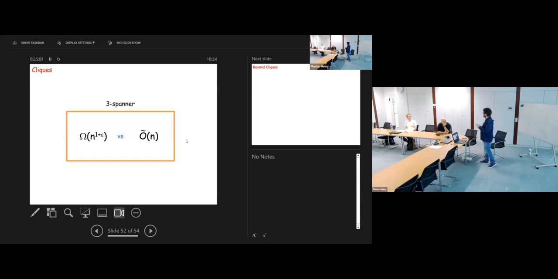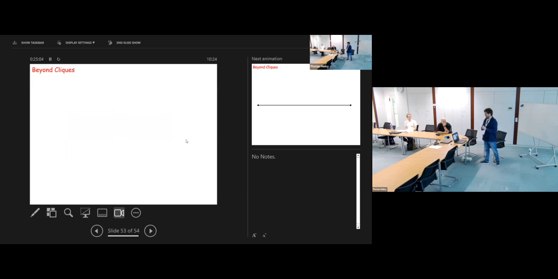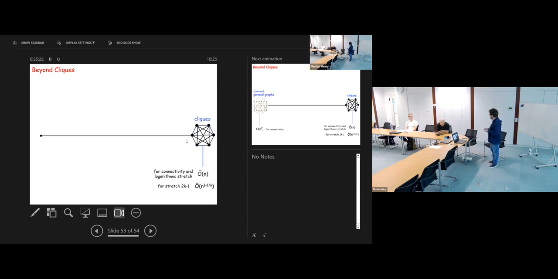The second, the last selected open problem I want to show you, concerns the problem of going beyond cliques, temporal cliques. As I mentioned before, from one side we have that for temporal cliques, now we have a lot of ways to sparsify cliques. But for general graphs, we have a strong lower bound of omega n squared edges, even for temporal connectivity. What there is in between, we don't know.